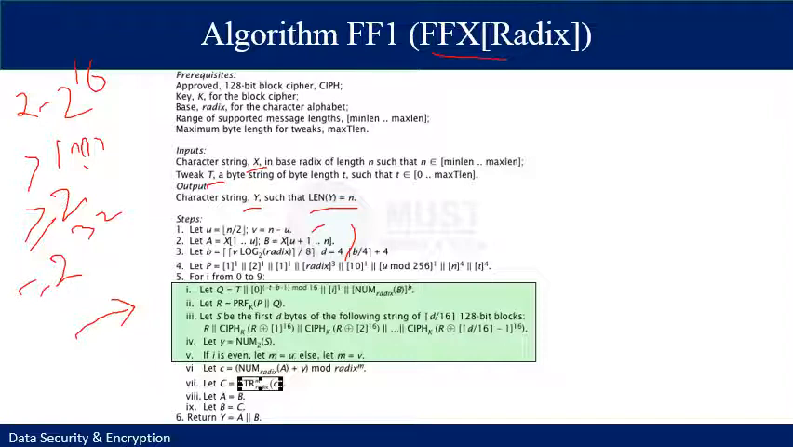The third step illustrates that the expression v log 2 of radix equals the number of bits needed to encode b. It actually requires the number of bits to encode the second part of the string, which is v characters long, as depicted here. v is equal to n minus u, and u was n divided by 2.